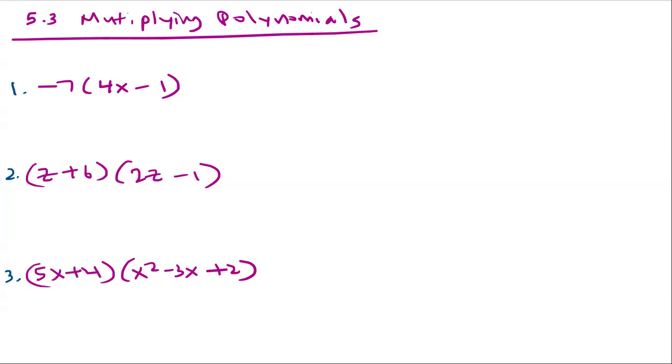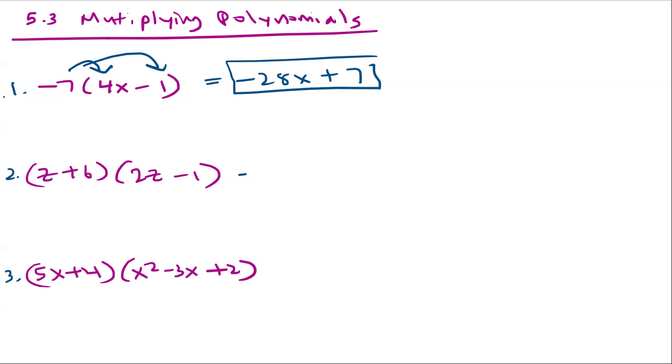Okay, so in this section, we're going to be multiplying polynomials, and I'm sure you've seen this in the past. Okay, so here we have -7, and we're going to multiply that to 4x minus 1. So we just use the distributive property to multiply, right? So I'm going to multiply -7 to 4x, and then I'm going to multiply -7 to minus 1. So when we do that, we're going to get -28x plus 7, and that's it, right? And that would be our answer for this.